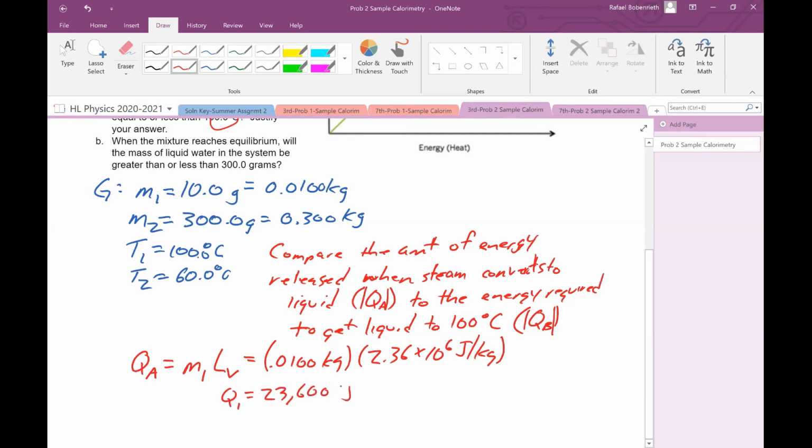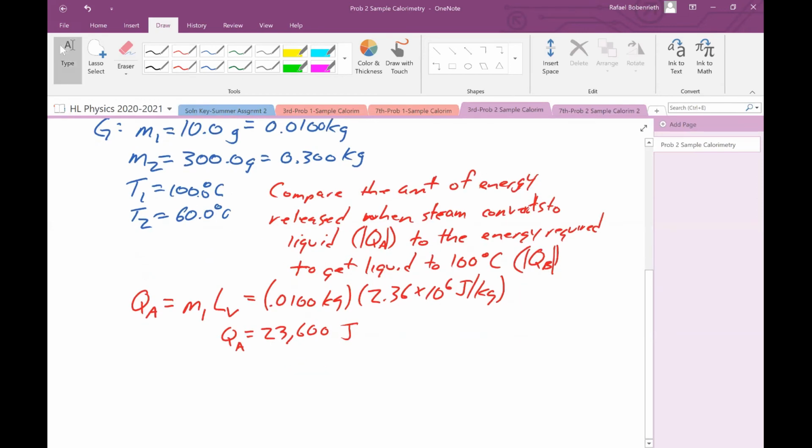23,600 joules. Okay, so that's QA. That's how much energy the steam can give up and still be at 100 degrees. Basically, as it gives it up, it's going to turn into water, but it'll be a steam-water mixture. Or if it gets all the way to 23,600, it'll be all water. So let's compare that to QB.